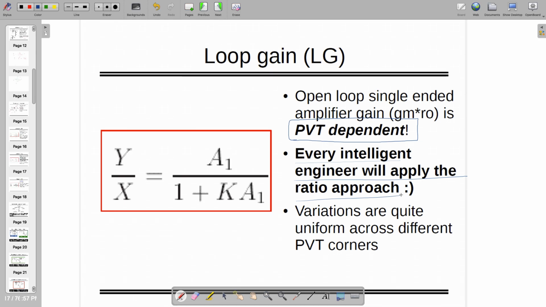So if I'm asking you to make a system, or an amplifier, whose gain is 100 volt per volt, or maybe minus 100 volt per volt, you can do this very easily with the ratio of RF and R1 such that it's 100 volt per volt. Or maybe you can take a non-inverting amplifier, and there are lots of things you can do, right? The most important part is that variations are quite uniform across different PVT corners. So if you are going in ratio, then there is no problem. If K is some ratio, as we got, R2 divided by R1 plus R2 in the previous case, then the answer is the same.